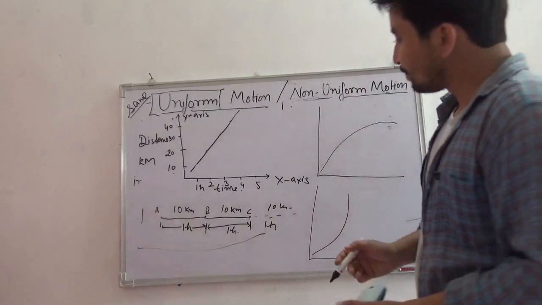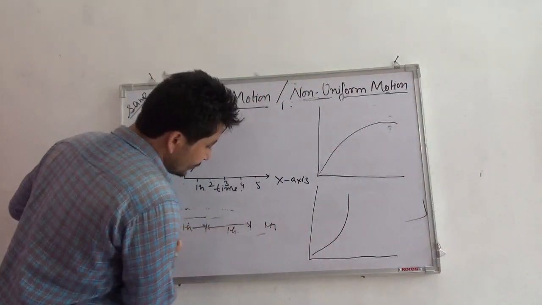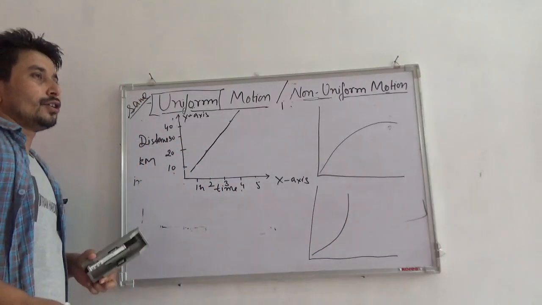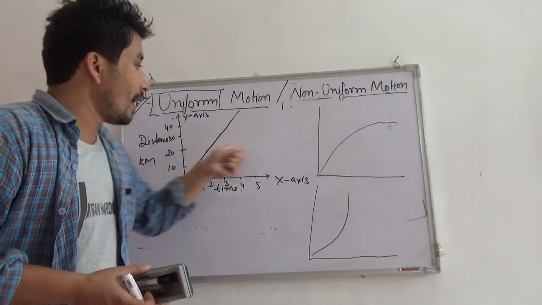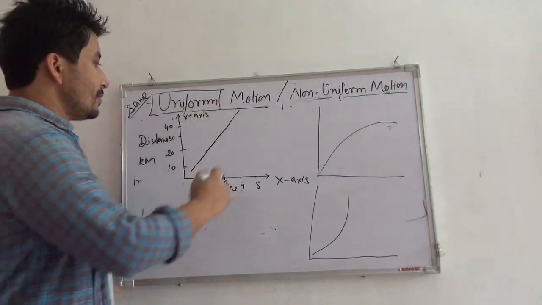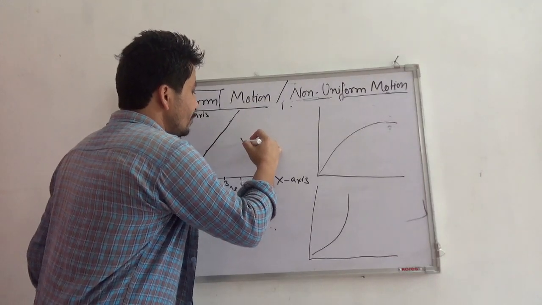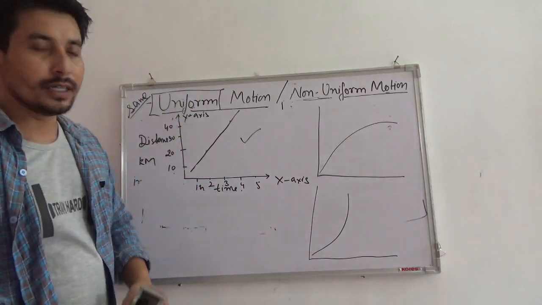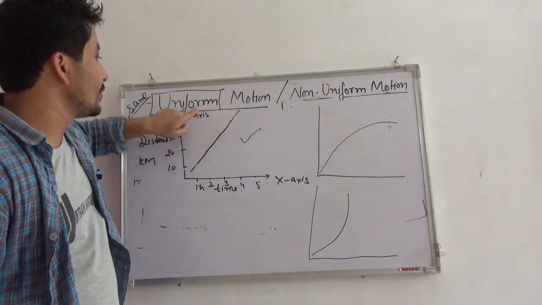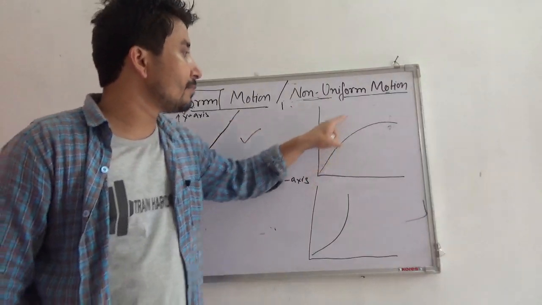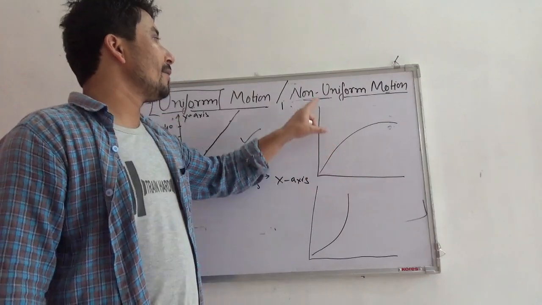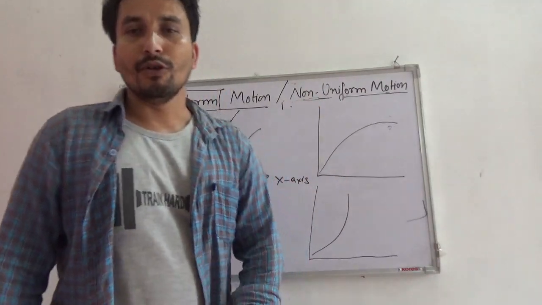If you are shown three graphs in the exam, 1, 2, and 3, and you have to choose which graph represents the uniform motion, then you tick this graph, right? Because a straight line graph always represents uniform motion, and a curved graph represents non-uniform motion.